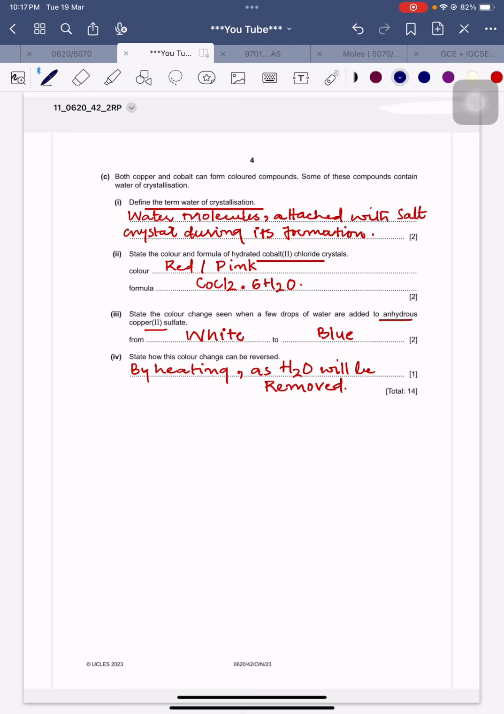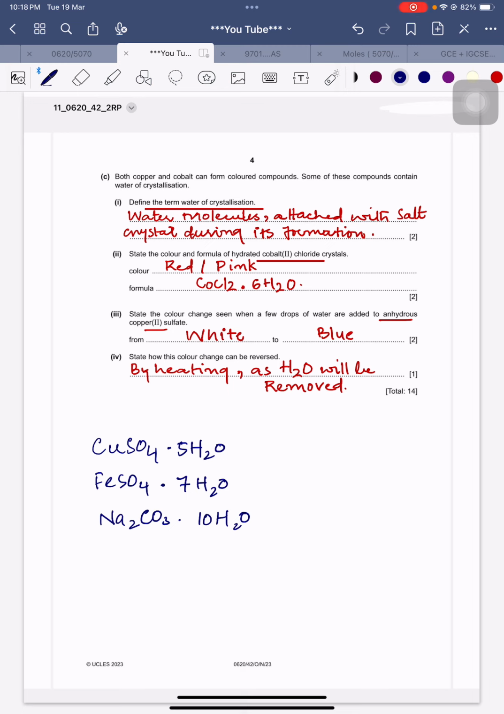I have given you a few examples. If you can recall, it was CuSO4.5H2O. Another example is FeSO4.7H2O. For example, there can be Na2CO3.10H2O. So these are examples of water of crystallization, and water of crystallization is always written with a dot.